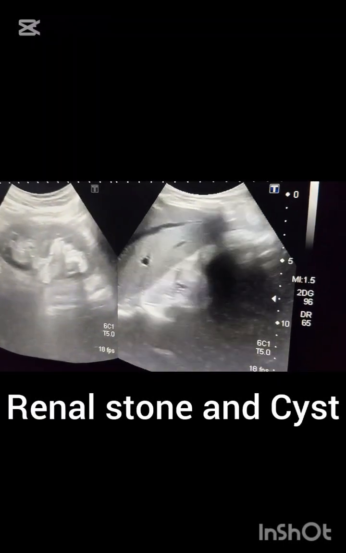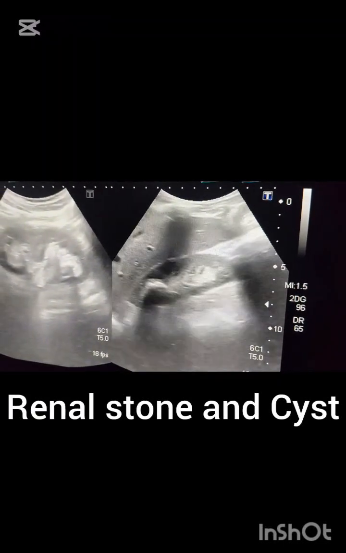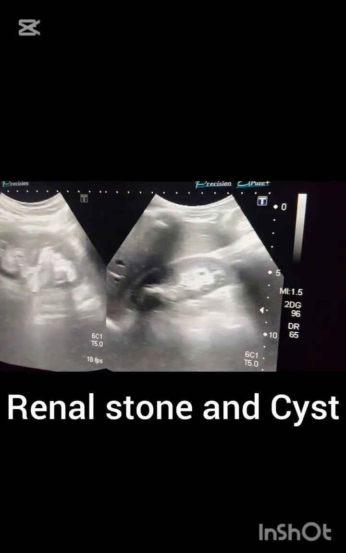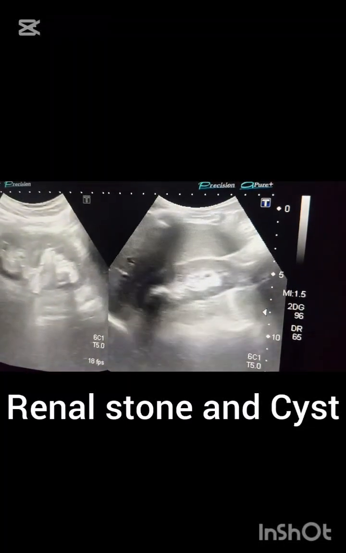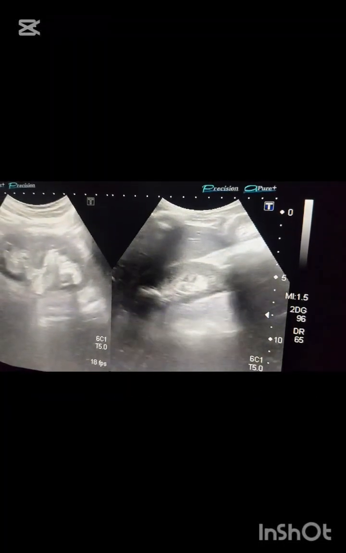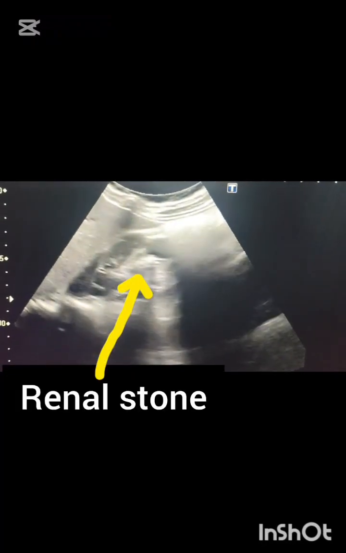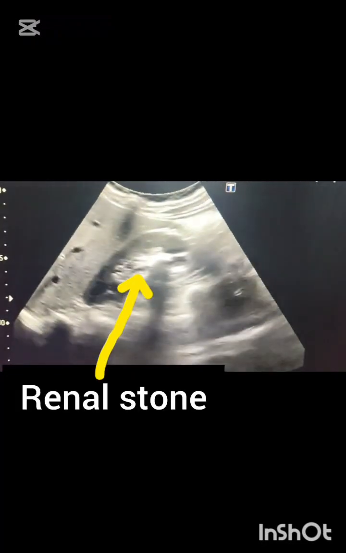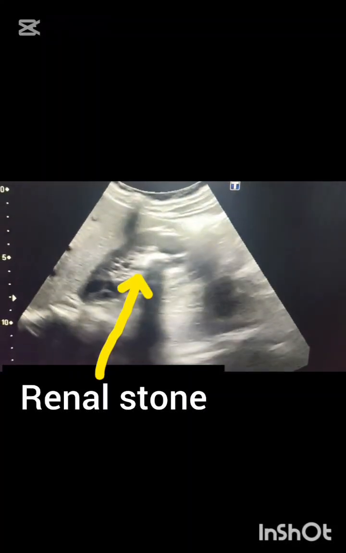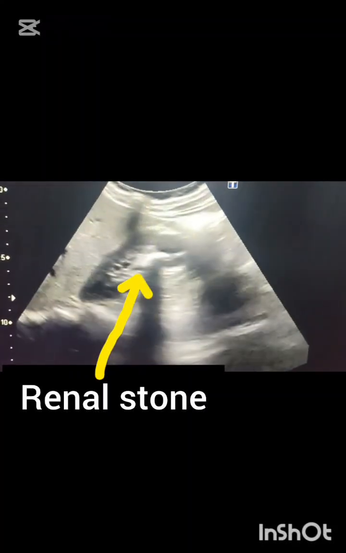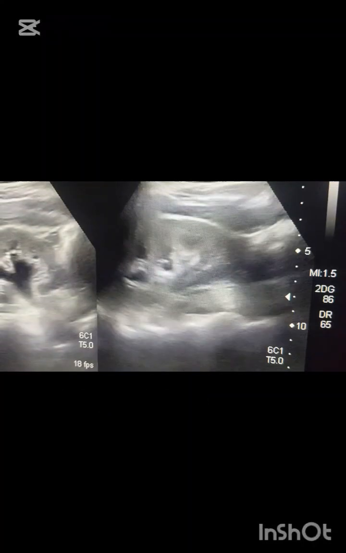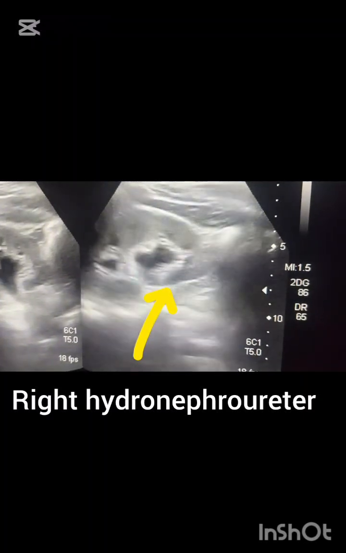So the cyst that involves the medulla is medullary. The cyst that involves the cortex is labeled as cortical cyst. So this is a tiny medullary cyst. Another calculus seen in the right kidney at the mid pole. The stone is always present with the shadow.